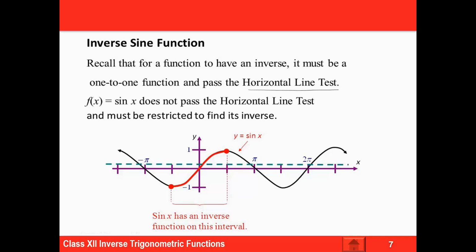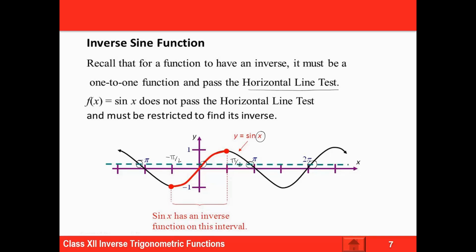So here we see that the horizontal line intersects the sine graph at multiple points. So the sine function is not invertible in its respective domain. So we have to restrict its domain to a certain extent so that it becomes invertible, and that restricted domain is called the principal value branch. So here it is minus pi by 2 to pi by 2.